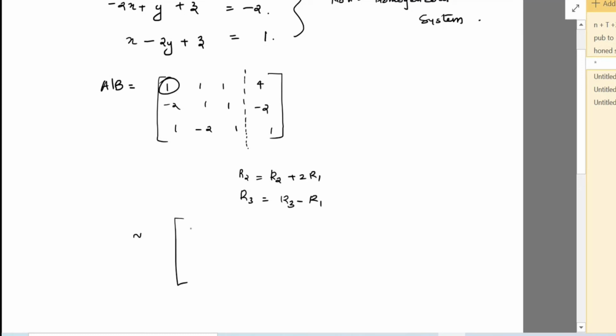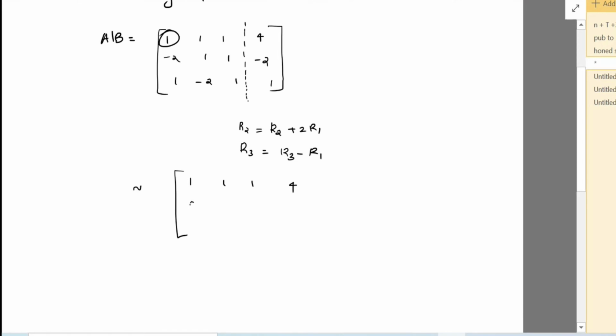So this reduces to 1, 1, 1, 4. The next row will be 0, 3, again 3, minus 2 plus 8, that is 6. And the third row, that will be 0, minus 2 minus 1, that is minus 3. 1 minus 1, 0. 1 minus 4, that is minus 3.